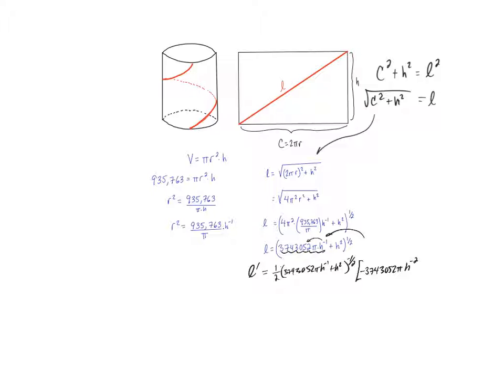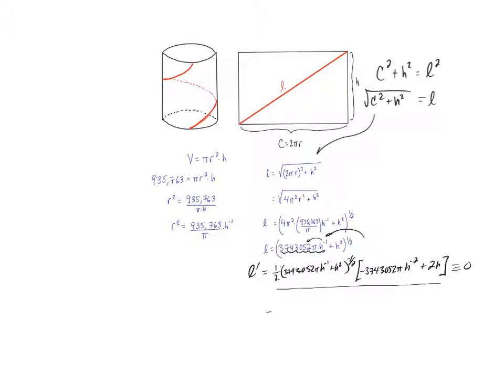And then take the derivative of h squared, which is just going to be 2h. And there we go. So we did the chain rule. We took the derivative of the outside function and we multiplied it by the derivative of the inside function. And we're curious, when is this mess going to be equal to 0? So we set it equal to 0.